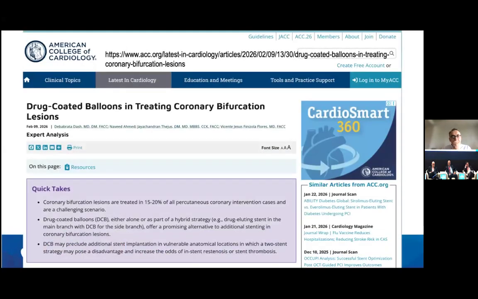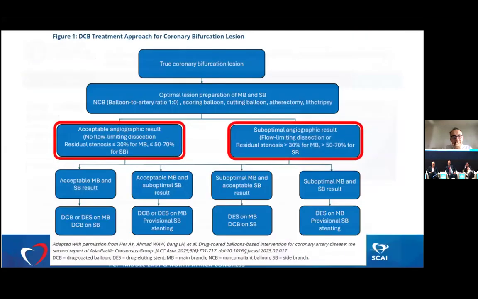Here there is a guideline by ACC. They published it recently, last year. They publish this algorithm. They say that when you treat a true bifurcation with DCB, you need optimal lesion preparation of the main branch and the side branch. They suggest it with NC balloon, scoring, cutting, atherectomy, or lithotripsy. Okay, here I do not agree with this algorithm. That's why we do it differently. I will explain it and why.